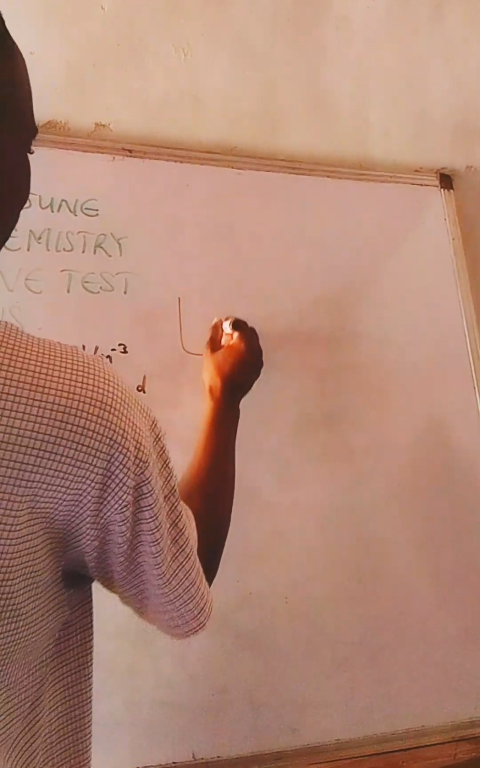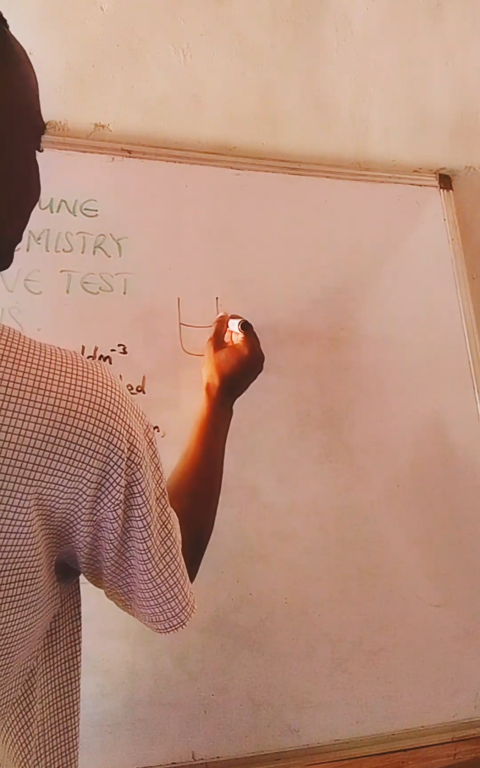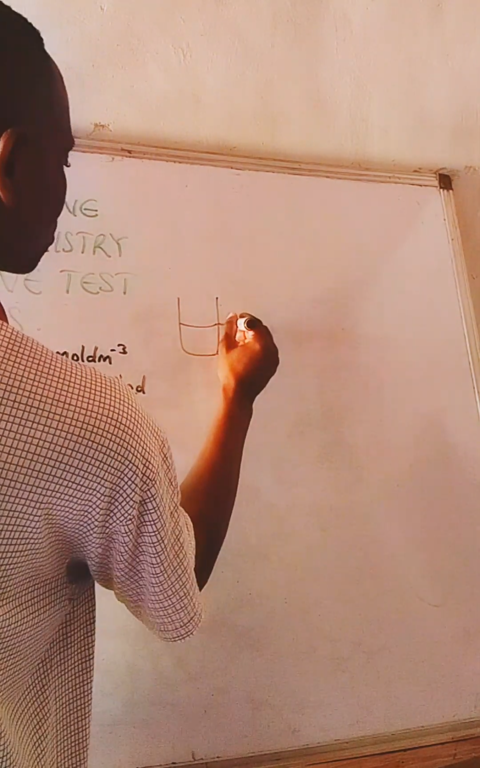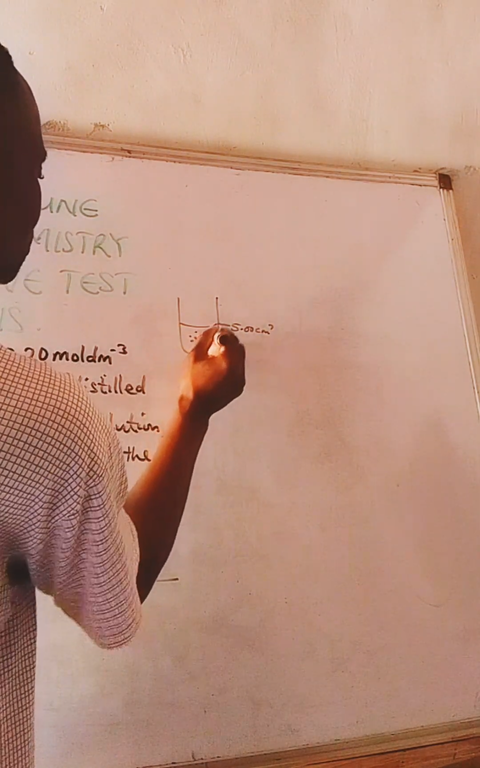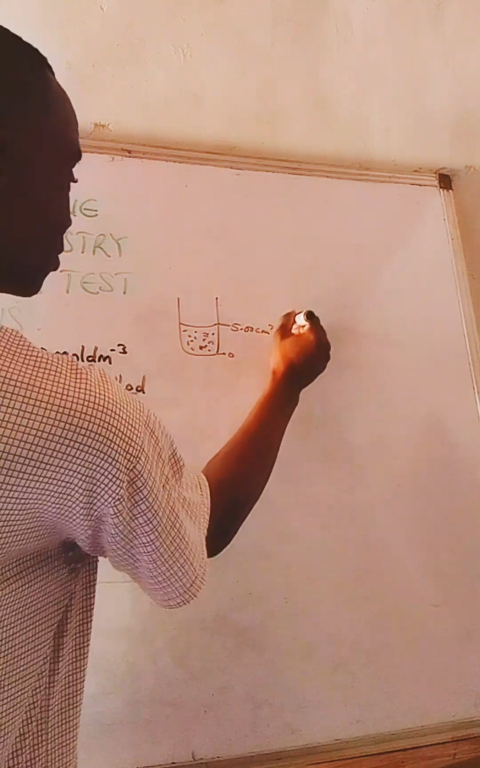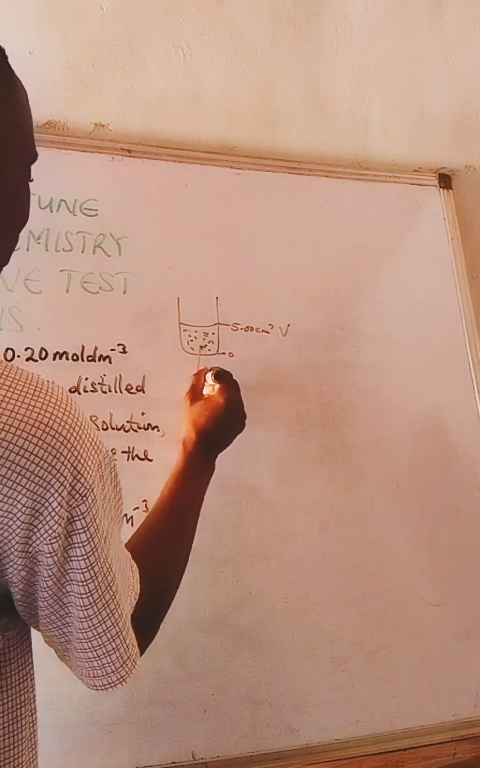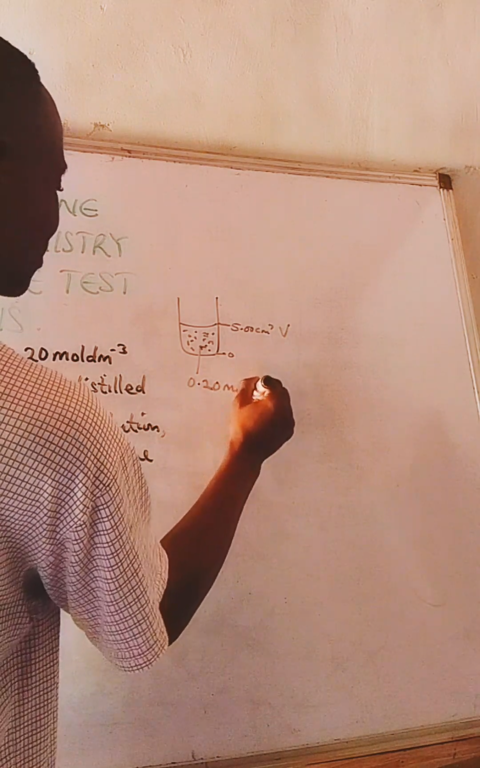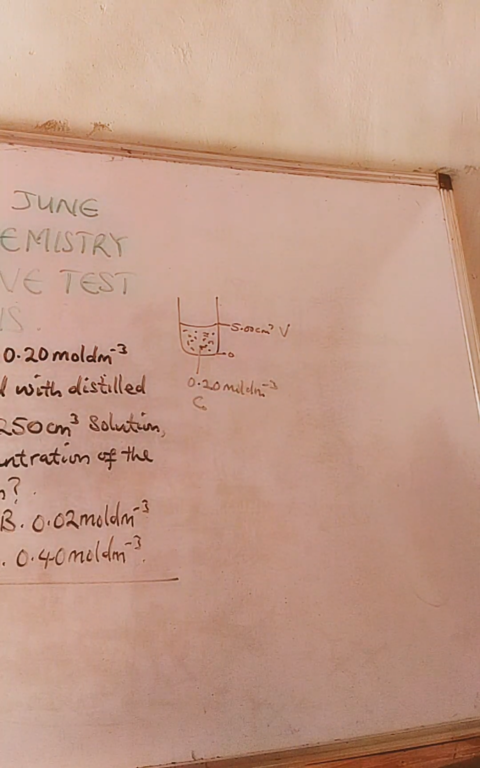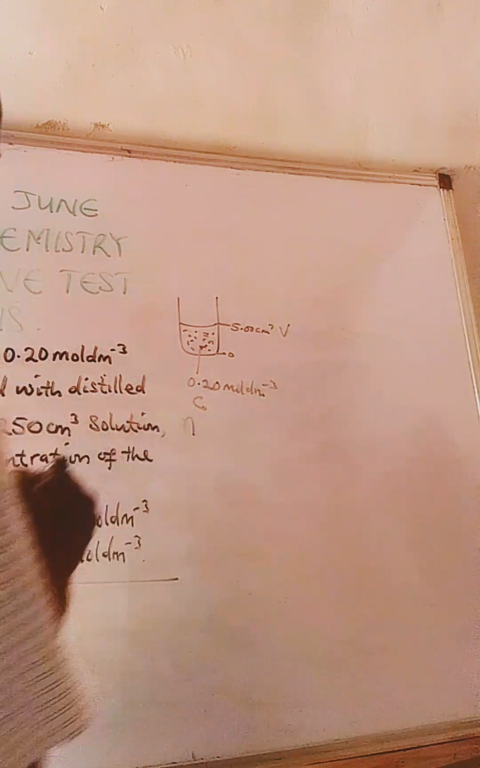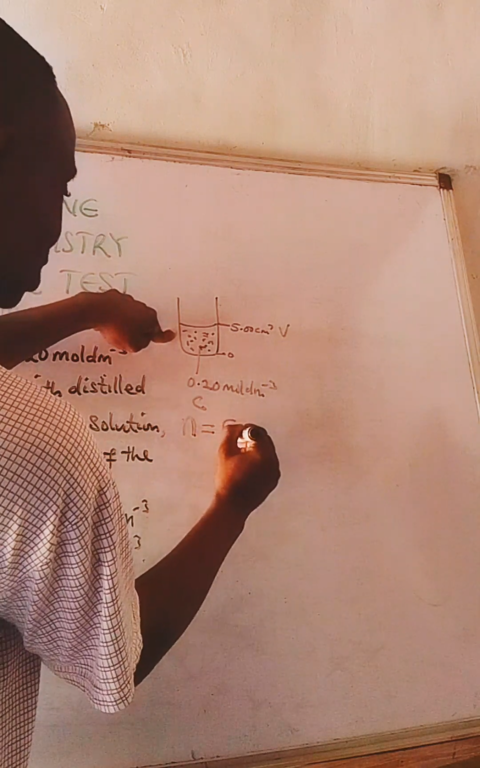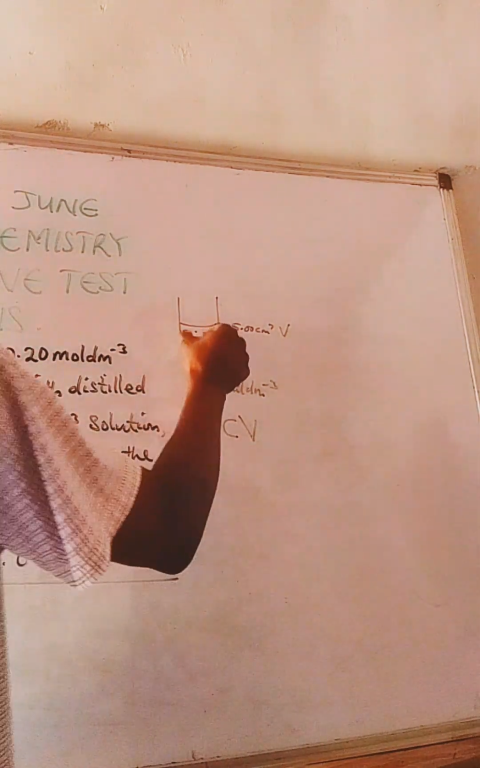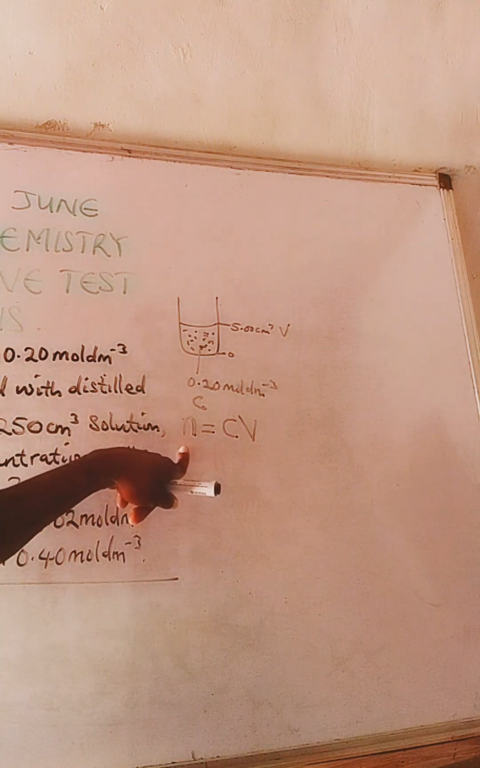Look at what I mean. Now, this substance was dissolved in water, and the volume gotten from 0 here to 5.00 cm³. And the number of moles per liter, or the concentration, is 0.20 mole per dm³. This is a concentration. But you should know that the number of moles in this substance means the concentration times the volume. The concentration multiplied by the volume, you get number of moles.